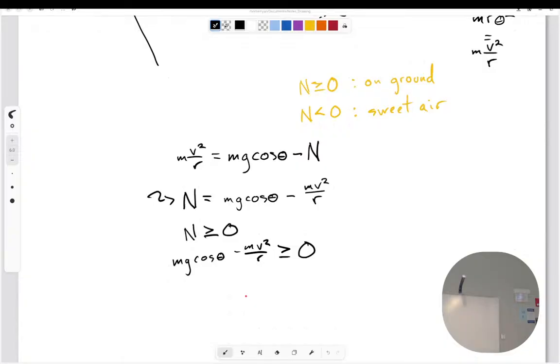So the thing that I like to do, you mind if I draw? Like, this is my angle, this is mg. So think of it like mg cosine theta.